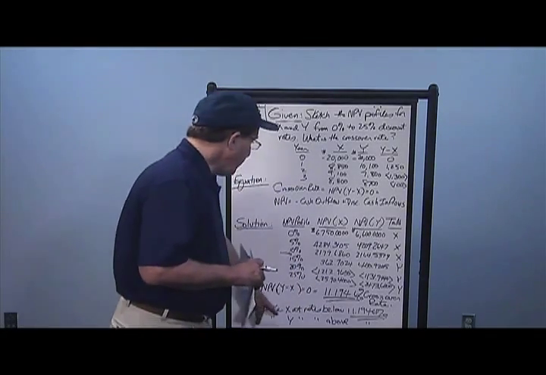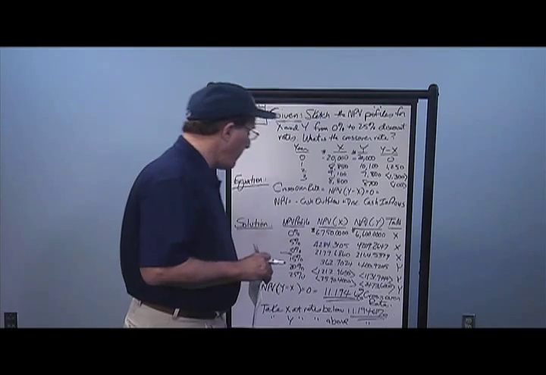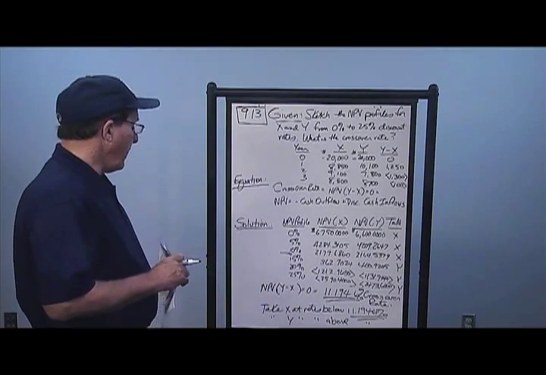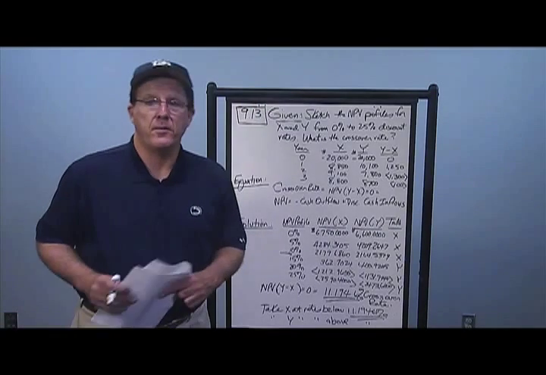So therefore, I take project X at rates below 11.1946, and I take project Y at rates above 11.1946%. There are your answers to problem number 13.